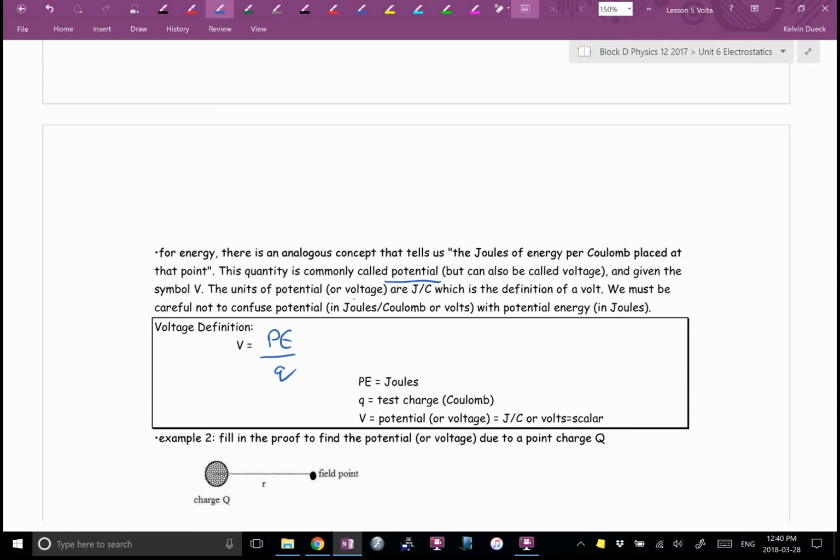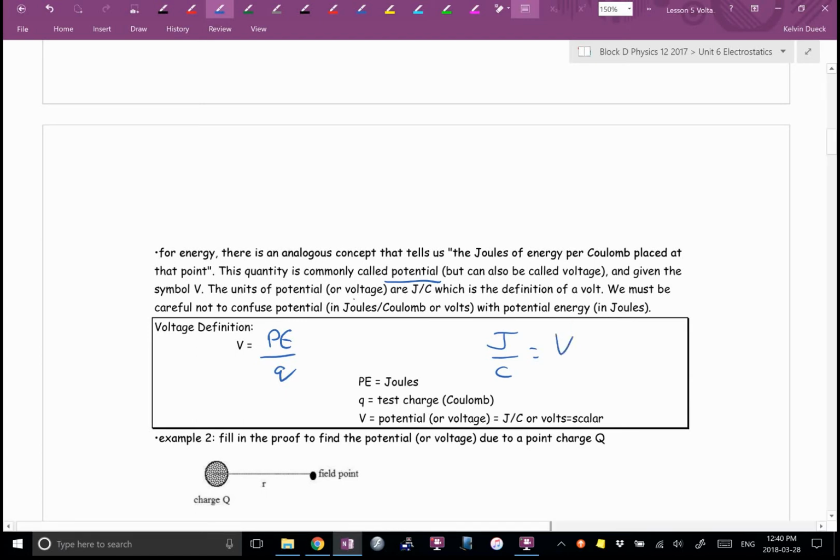Oh, by the way, what would its units be? What do I measure energy in? Joules. What do I measure charge in? Coulombs. So it's joules per coulomb, but we give this a special name. Do you know what the units for voltage is? It's volts.